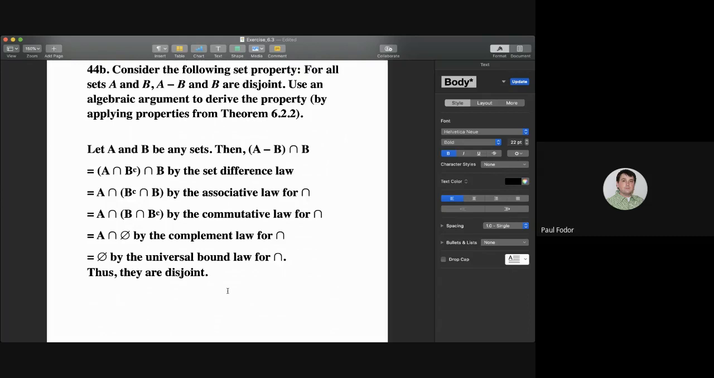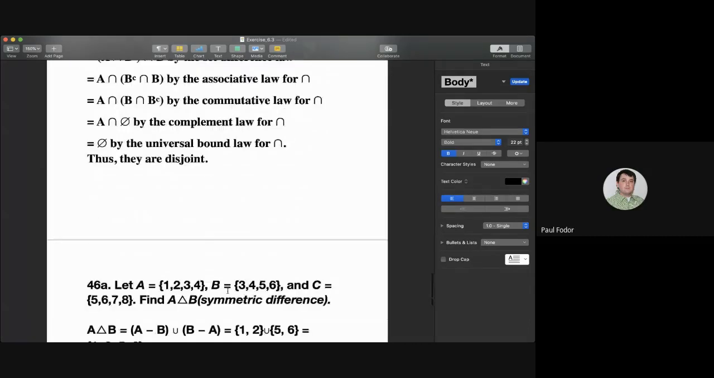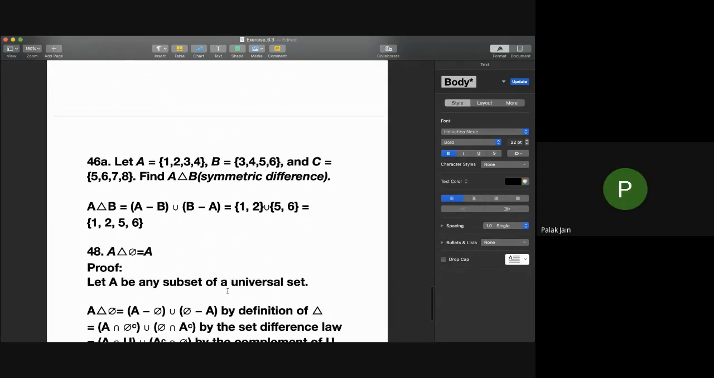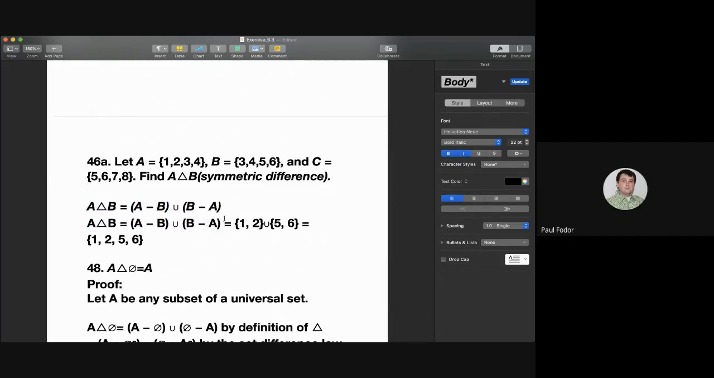Therefore, the element cannot belong to that set. Good. Next problem. Okay, next is 46A. We're given three sets, A, B, and C, and we have to find the symmetric difference, which basically means those elements that are in the union but not in the intersection. This is the formula, so I'll just write that separately. No need, it's in the textbook, actually.